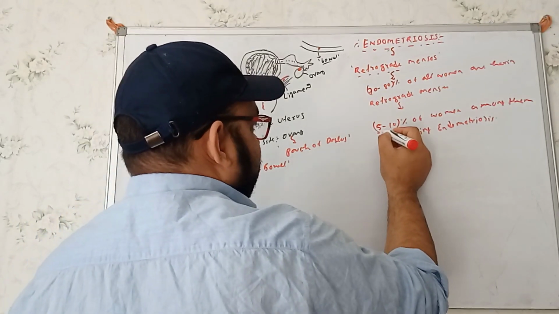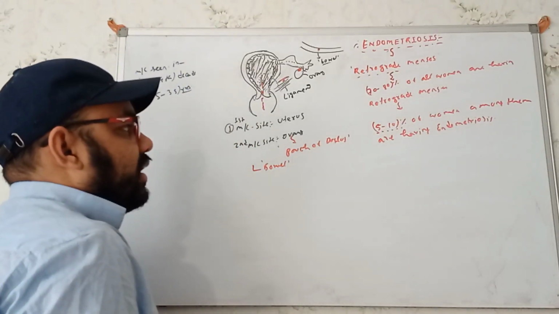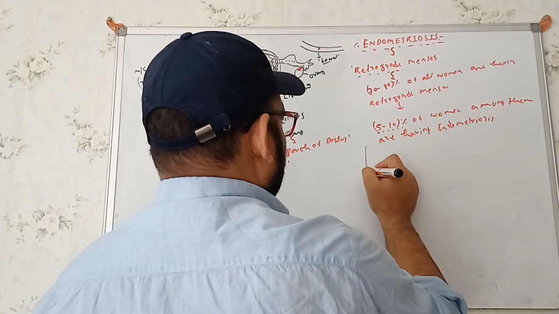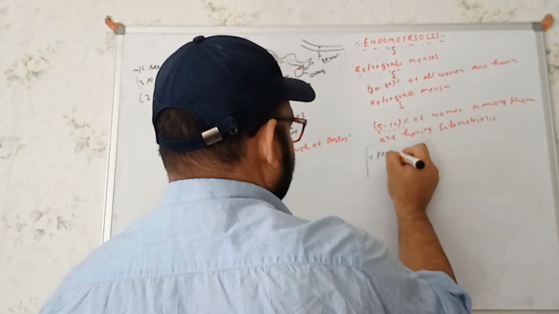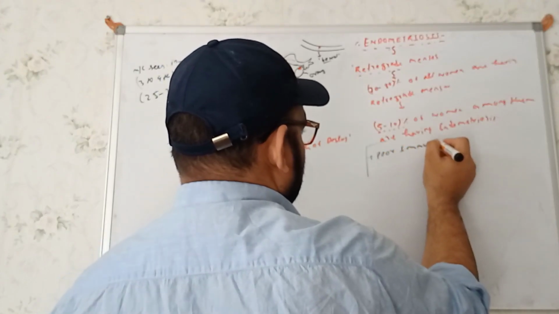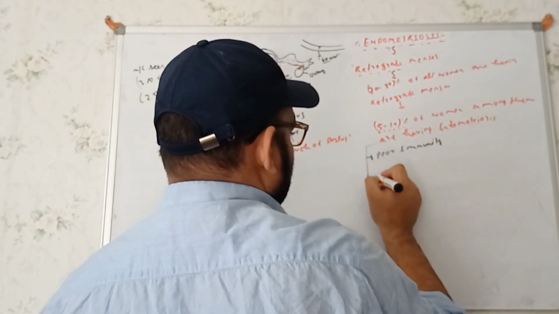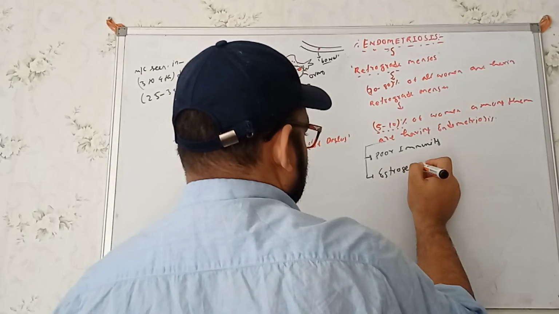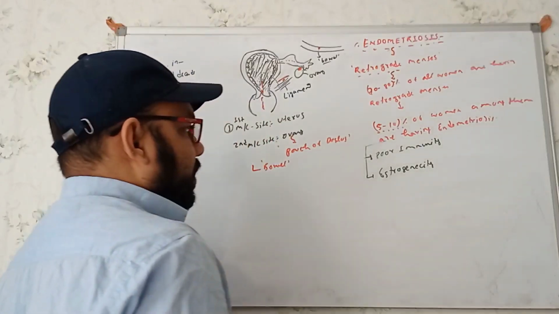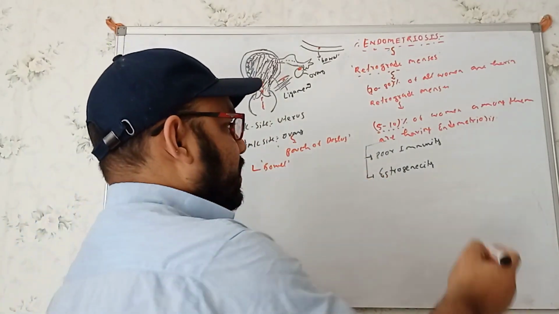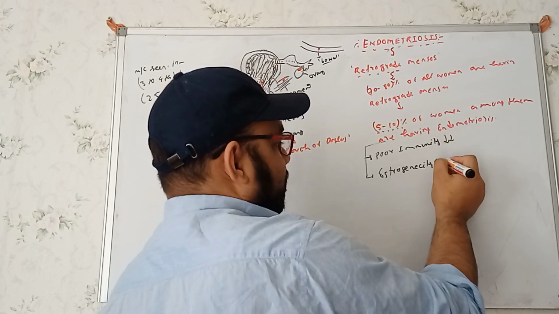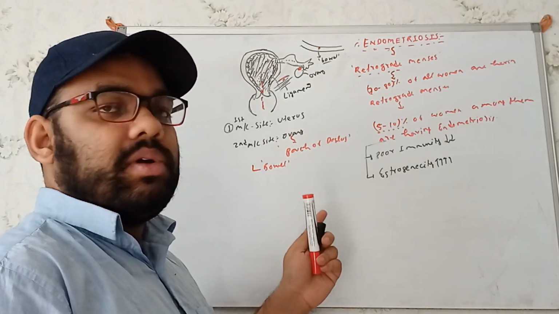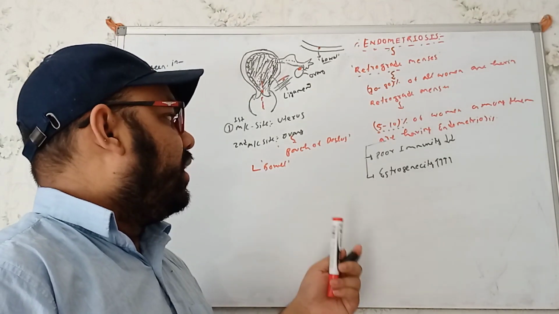Now why do only 5 to 10% of the women have endometriosis? There are two reasons. The first reason is low immunity, or you can say poor immunity, and the second reason is estrogenicity. That means if any woman has poor immunity, meaning the immunity is less, and hyper estrogenicity, for example, in those particular women we get to see endometriosis.